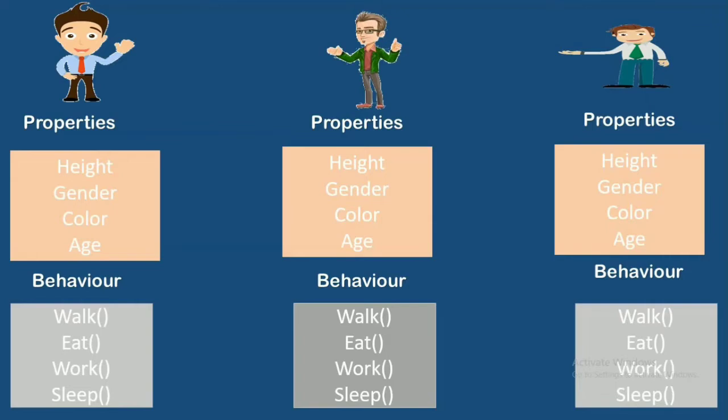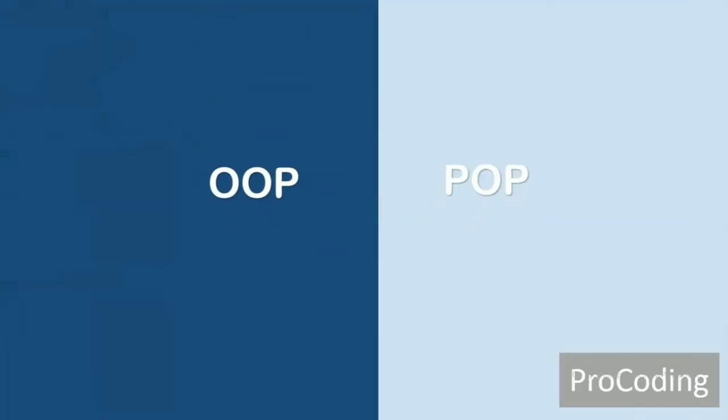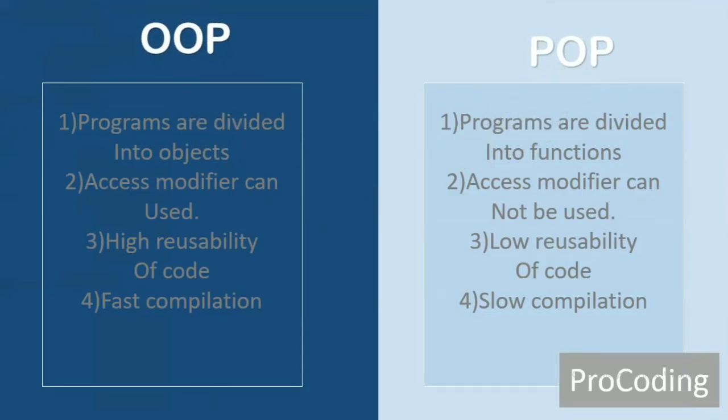Now, let's see the difference between object-oriented programming language and the procedural-oriented programming language. The first one is object-oriented programming languages are divided into objects, and in POP, that means procedural-oriented programming language, they are divided into functions. The second one is access modifiers are used in object-oriented programming language. The third one is object-oriented programming language have high reusability of code due to concepts like inheritance. On the other hand, POP does not have any concept like inheritance, so the reusability of code is low.